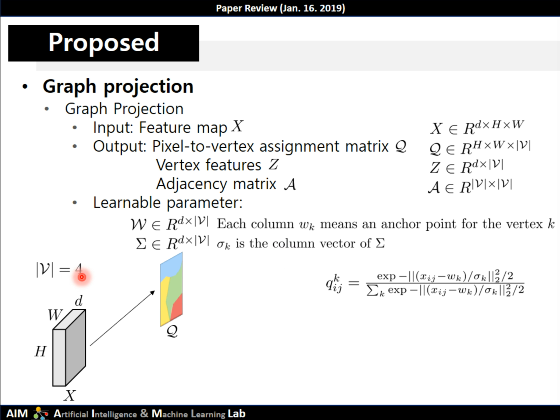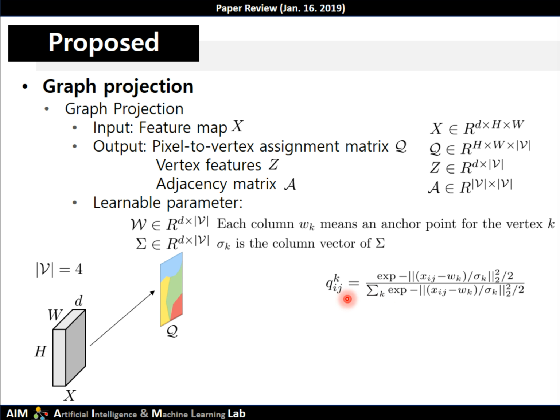For example, the number of vertices can be predefined. So in this slide, we assume the number of vertices is 4. The graph projection computes the assignment matrix with this formulation. This computes the weighted Euclidean distance between all x_ij and w_k and creates a soft assignment using the softmax function.